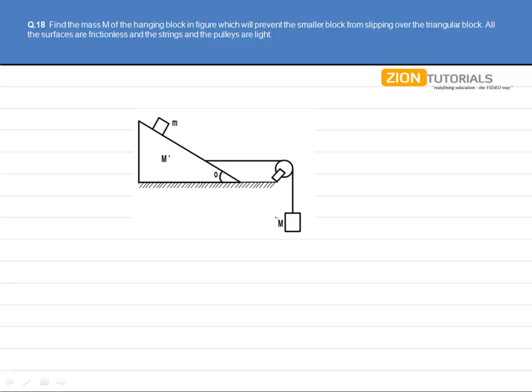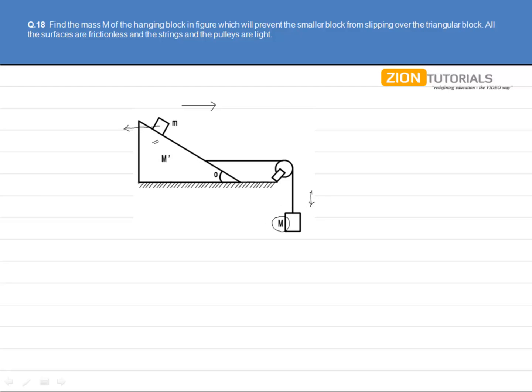The thing is that this block of mass M will move downwards, providing this wedge and this block with some acceleration in the right direction, which will provide some pseudo force over this block, and which may prevent this block from slipping over this wedge at a certain value. We need to find out that specific value of acceleration, and further with the help of that acceleration we will find this mass capital M.